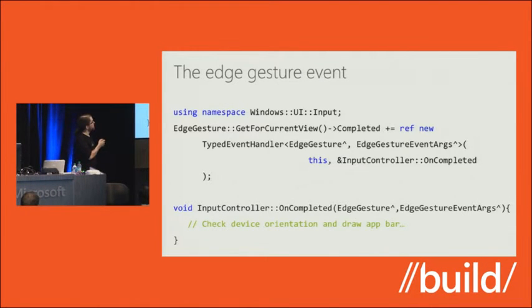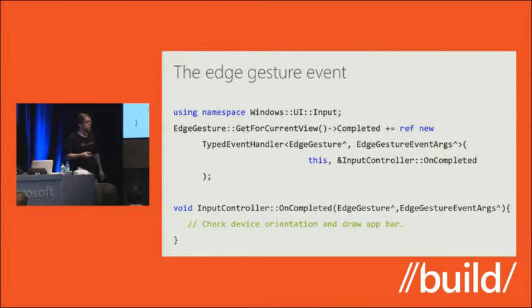Here's an example of how you'd register that. Now, it's no different than registering for any other event, other than maybe now you have this edge gesture class that you're referencing. And so one key thing you need to think about when you're actually drawing this on your own, make sure you check the device orientation. You don't want to draw an app bar that's going on landscape when they're actually holding in portrait mode. So that's one thing to consider while you're doing this.